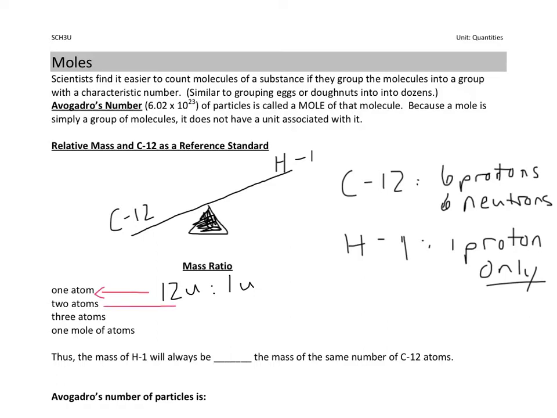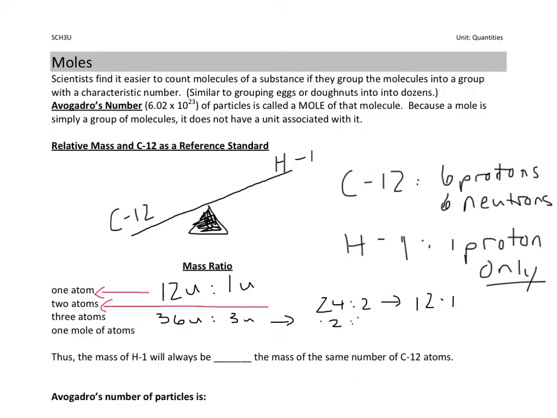So, if we were looking at 2 atoms, what would our ratio become? 24 to 2. But could you reduce that? To 12 to 1. So, yes, you could say it's 24 to 2, but it would reduce back down to 12 to 1. And what if you had 3 atoms? Back down to 12 to 1. Good. So then, 12 times 3 is 36, right? 36 U to 3 U, and then that would reduce back down to 12 to 1, right?